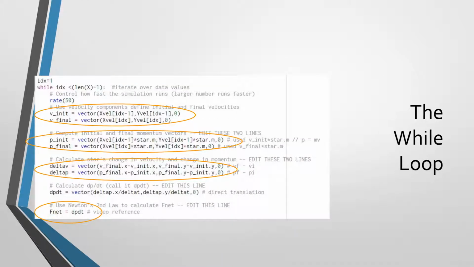Moving into the while loop. Here we are calculating the initial velocity and momentum and final velocity and momentum by taking the difference of consecutive data points that were generated in the code. The delta p that is found is then divided by time to calculate the instantaneous dp/dt, which is directly equal to the net force.